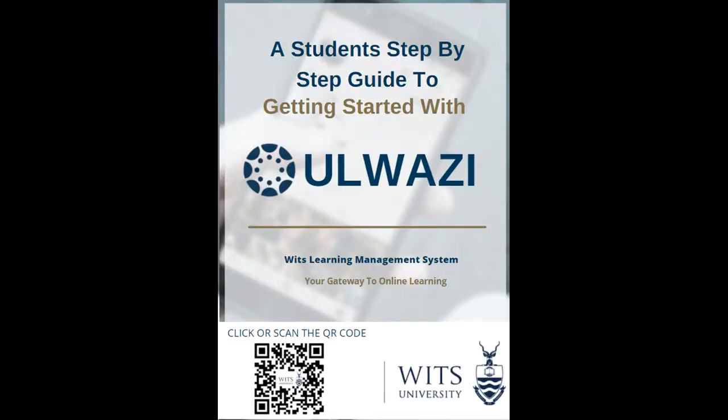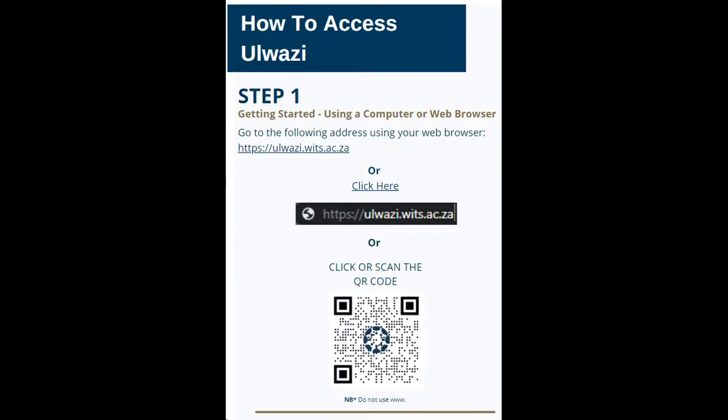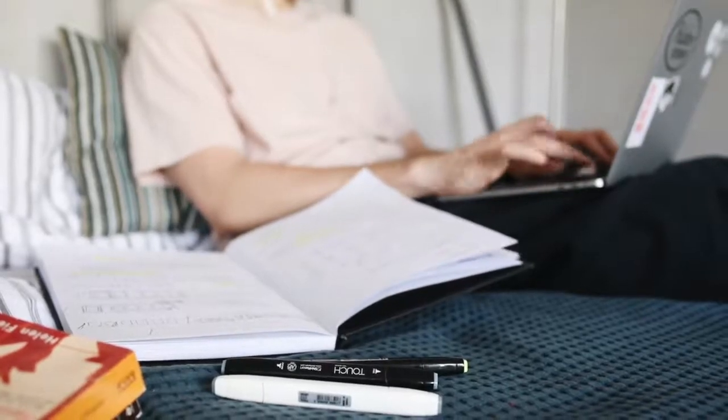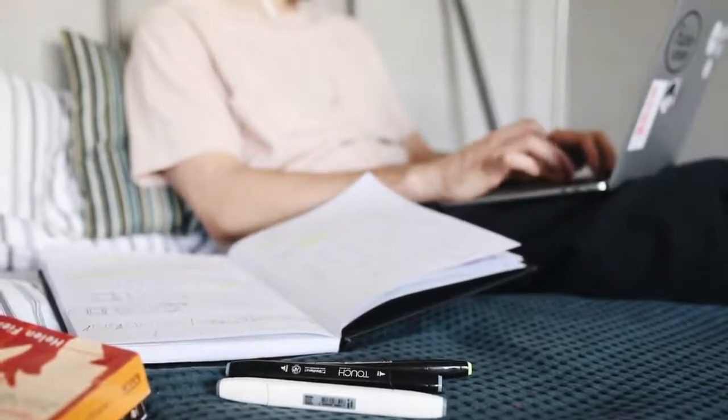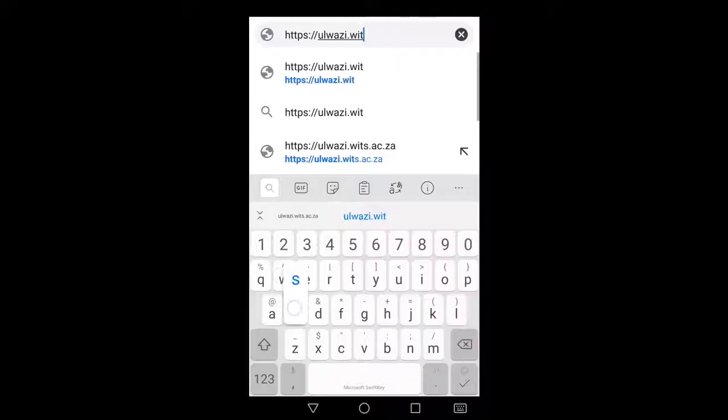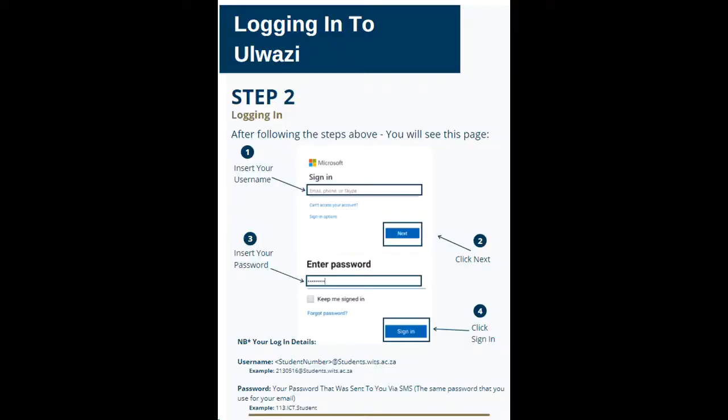Now, let's go through a quick step-by-step process to get you started with Ulwazi. Step 1. Getting started. You can log in from any device such as a computer, laptop, or mobile device by simply using your web browser to go to https://ulwazi.wits.ac.za. Step 2. Logging in.